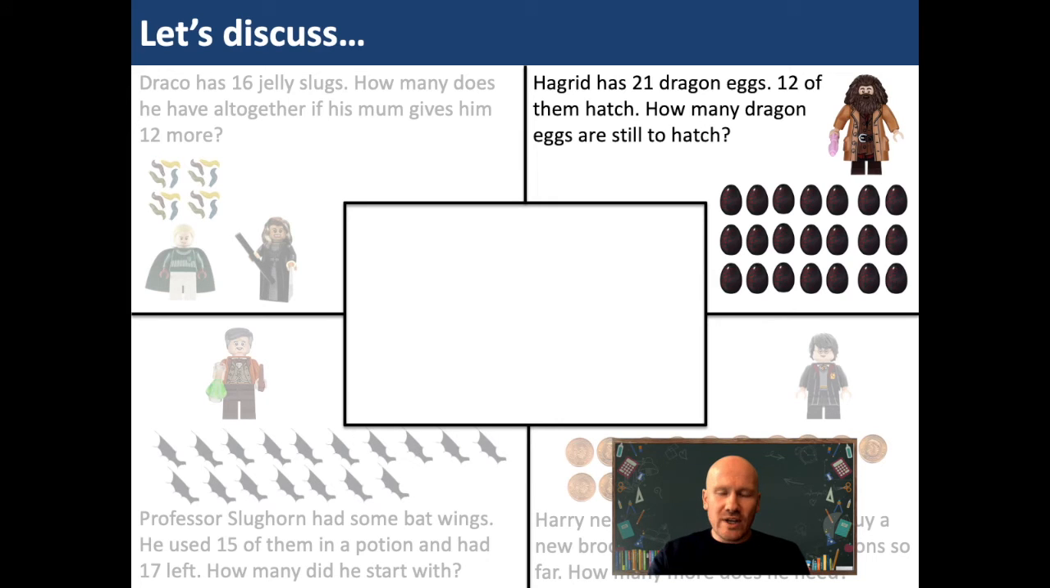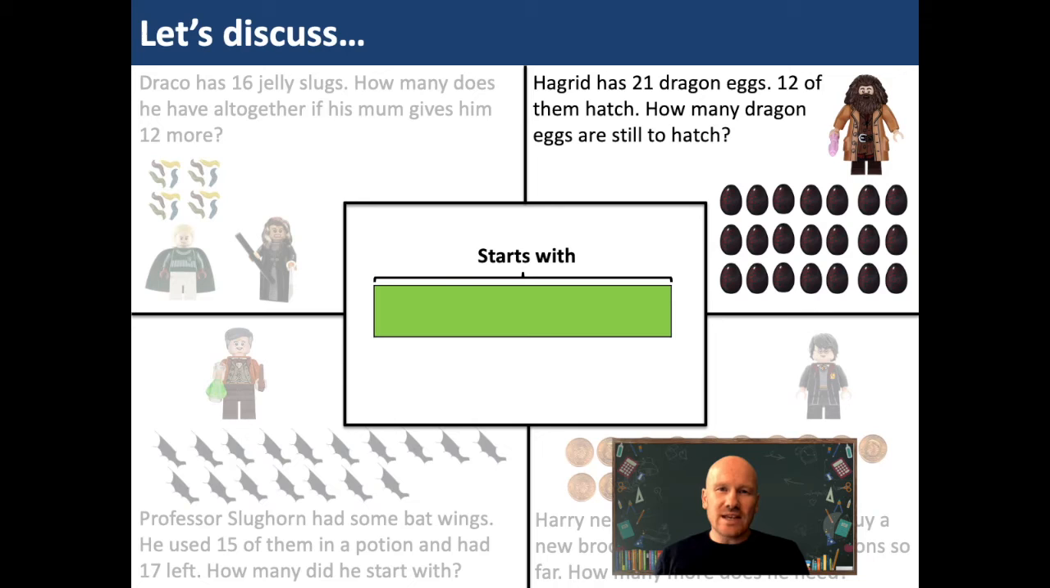So here we can start by drawing the bar, and we can then describe what the whole amount is. We might not know the value of the whole amount each time, but we can always describe what it is. And in this case, it's how many dragon eggs that Hagrid starts with. The next thing we need to do is decide how many parts we're going to split it into. And here we've got 2 parts because we've got the number that hatch and the number that are still to hatch. Once we've done that, we can then put in the values that we know.